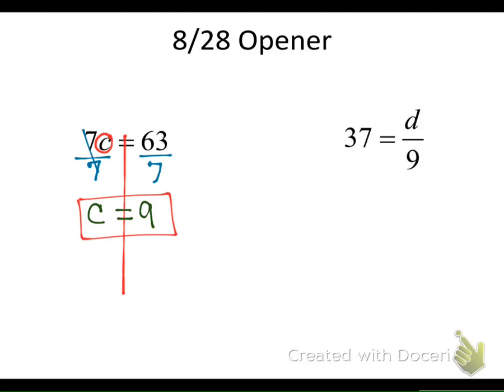What if that was a negative 7C? I would still divide because the 7 is touching the C, but what type of number would I have to take? Instead of just 7, I'd have to divide it by negative 7. Make sure you take that negative with it. Nice job.